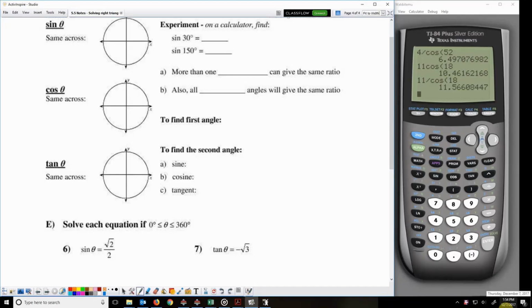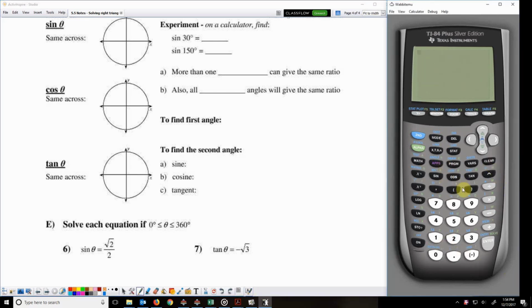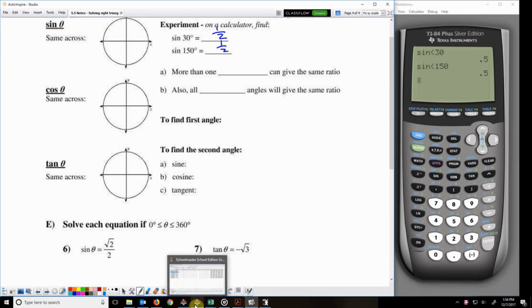Hey guys, we're going to continue using inverse trigonometric functions. In a calculator, I want to type in sine 30, and that gives me 0.5 or 1/2. But notice if I type in sine of 150, that also gives me 1/2. So more than one angle measure can give the same ratio, and that works for sine, cosine, and tangent.